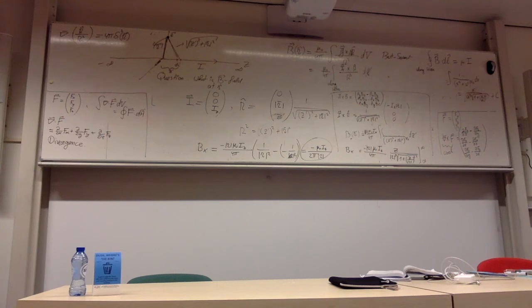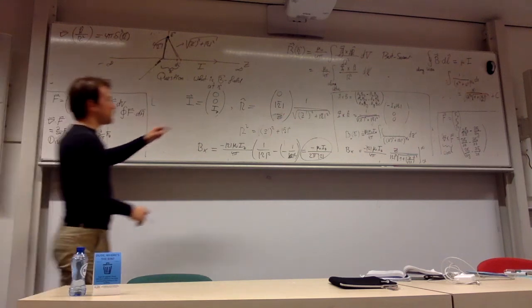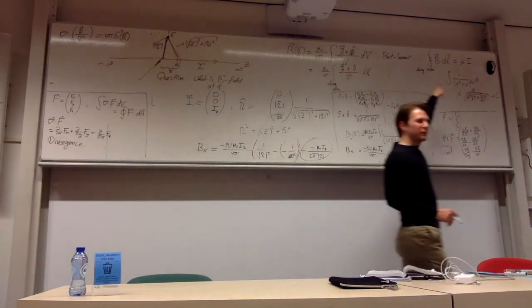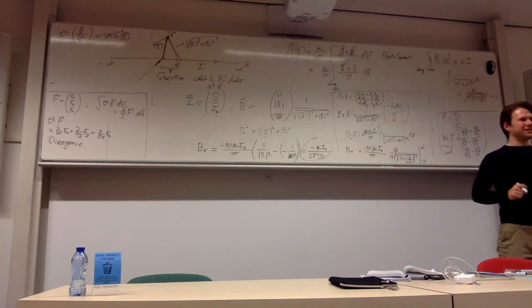I'm sorry, but this is the kind of calculation that people do in electromagnetism. I'm sorry, it's not up to me. It's really because the Biot-Savart law comes with all these vectors and curls. It's not something we can do anything about.